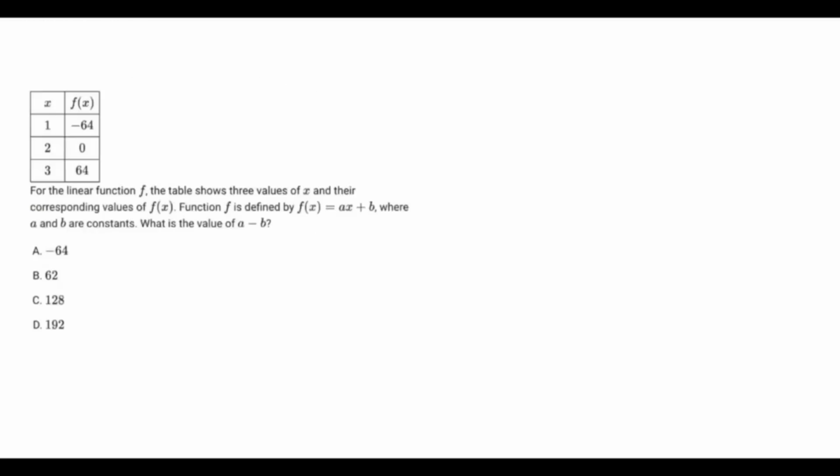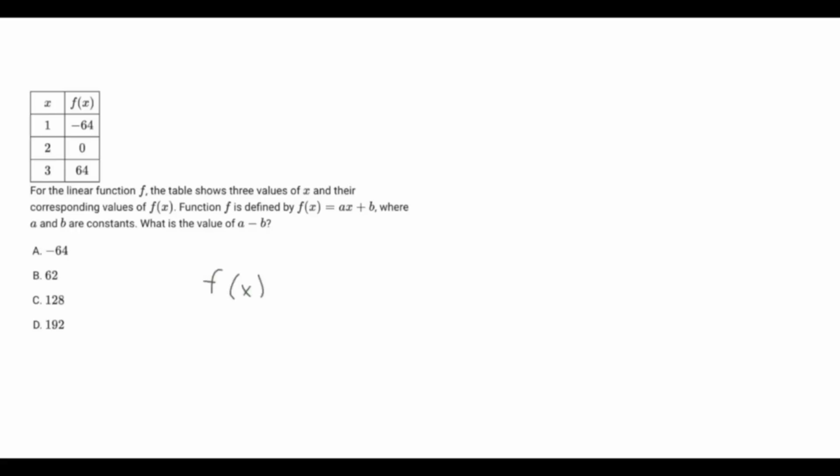It says for the linear function f, the table shows 3 values of x and the corresponding values of f of x. Function f is defined by f of x equals ax plus b, where a and b are constants. What is the value of a minus b? All right, so they give us 3 values of x. And so what we can do is actually make the function, right? Let's plot it out. So we have f of x.